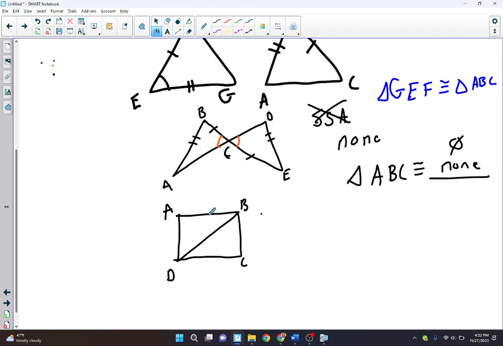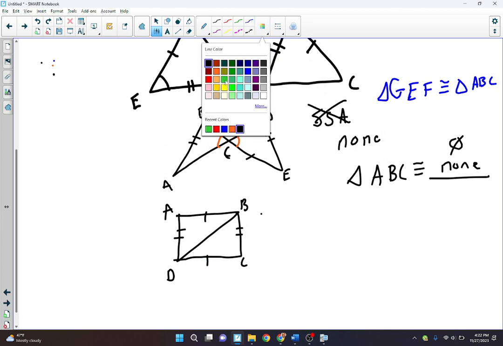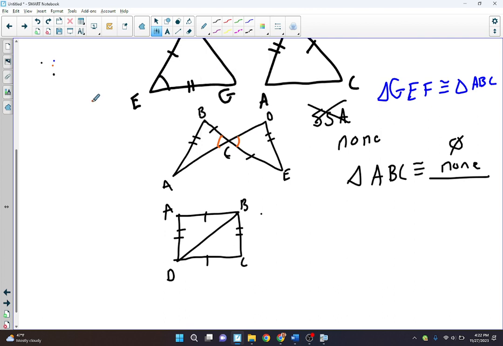Let's give this side matches and this side matches. Side, side, side. That's triple side. Which one? Oh, it is side side side. It's triple side. You always try to get the side in the middle.